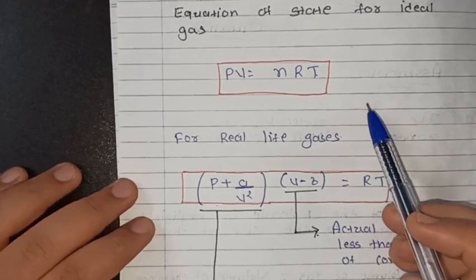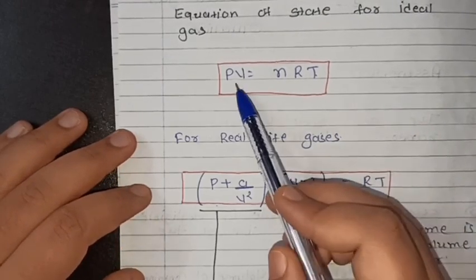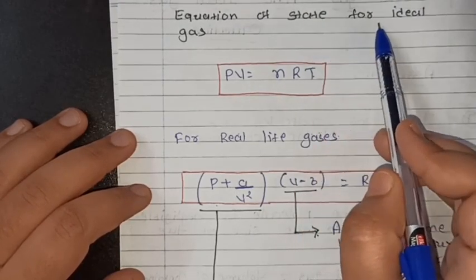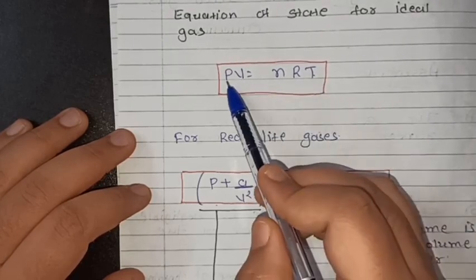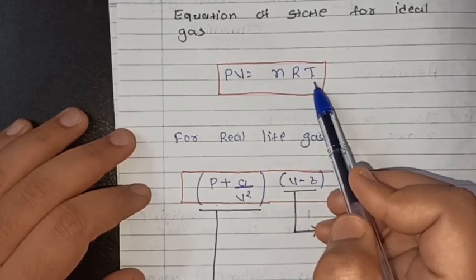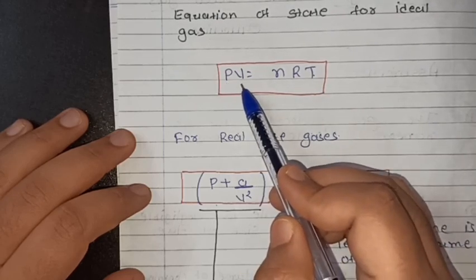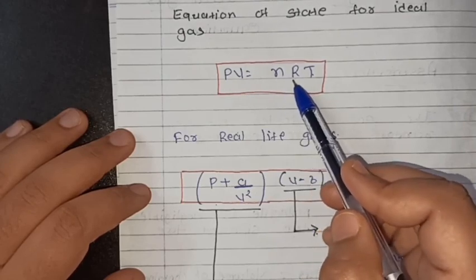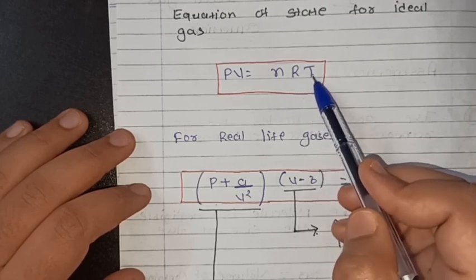So now the state equation for ideal gas is PV equals nRT. It is called the state equation because it is relating all three states: pressure, volume and temperature of any gas. Here P is pressure, V is volume, n is number of moles, R is universal gas constant. We will have a thorough discussion on this, and T is the temperature.